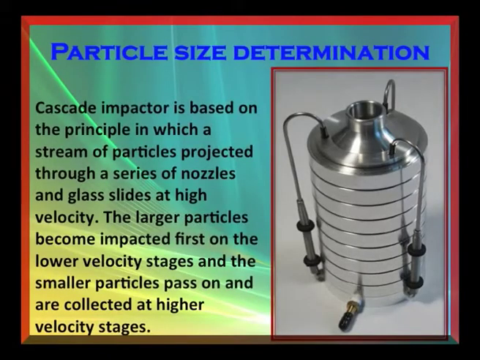Next parameter is particle size determination. Cascade impactor and light scatter decay methods are mainly preferred for determination of particle size. Cascade impactor is based on the principle in which a stream of particles is projected through a series of nozzles and glass slides at high velocity. The larger particles become impacted fast on the lower velocity stages, and the smaller particles pass on and are collected at higher velocity stages. Light scatter decay is based on the principle of settlement of aerosol under turbulent condition, and the changes in light intensity of a Tyndall beam are measured.